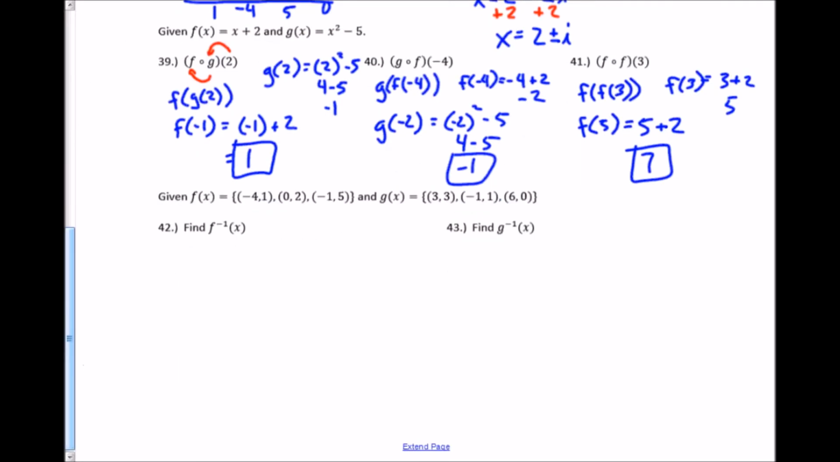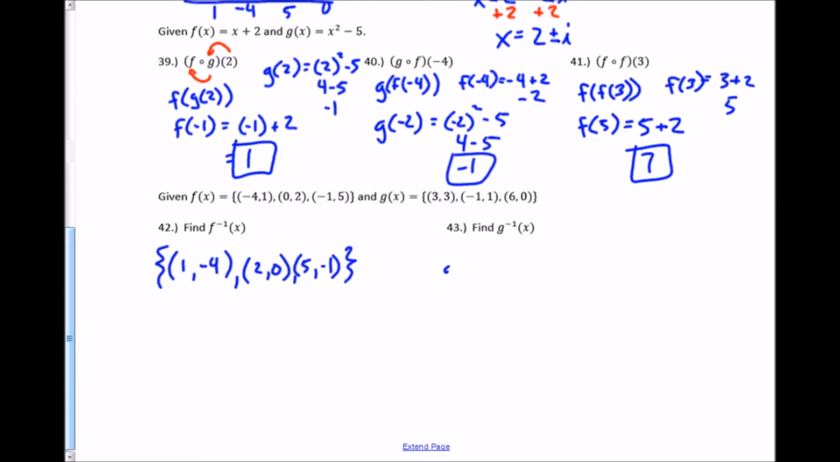If I look at something like this guy, I'm given a set of ordered pairs, and I want to find f to the negative 1 of x, which is really my way of saying the inverse of f of x. Remember, the inverse, we just do the exact same thing, except we switch the ordered pairs. Instead of negative 4, 1, we do 1, negative 4. Instead of 0, 2, I do 2, 0. Instead of negative 1, 5, I do 5, negative 1. And that's it. That's my inverse.